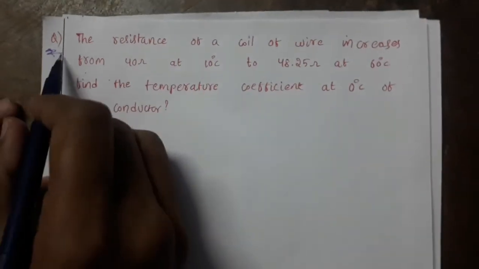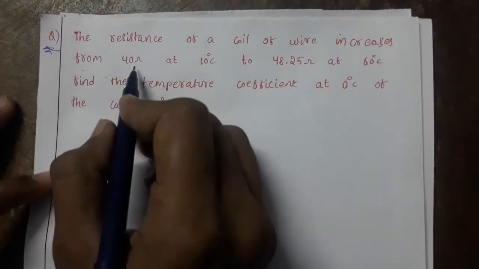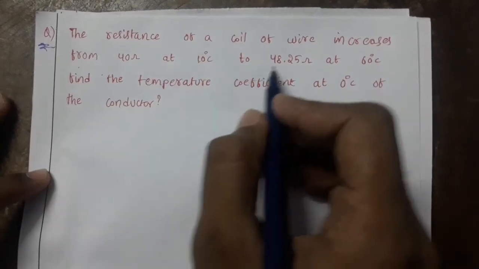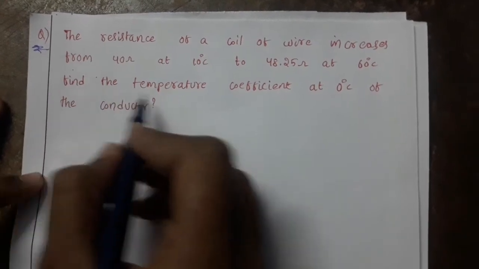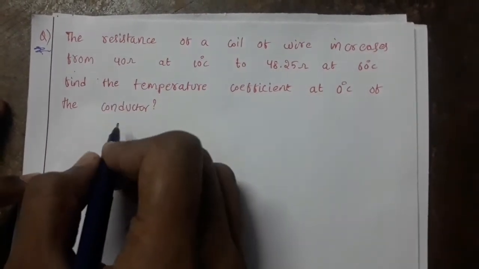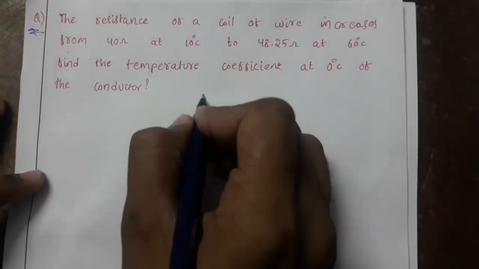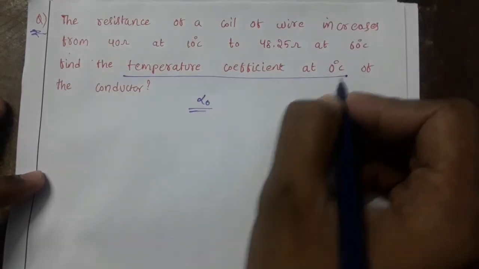Friends, for this question, the resistance of a coil of wire increases from 40 ohms at 10 degrees to 48.25 ohms at 60 degrees. Find the temperature coefficient of resistance at 0 degrees of the conductor. We have to find the alpha naught, that is temperature coefficient of resistance at 0 degrees.